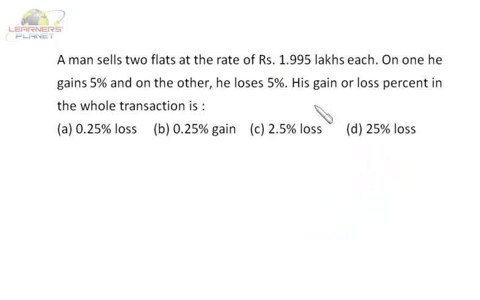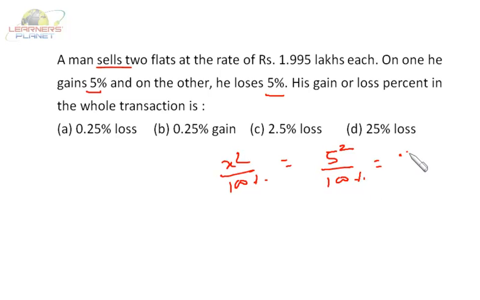Now further in this question, the selling price of the two flats is same, that is 1.995 lakh, and on one he is making 5% profit and on other he is losing 5%. So definitely there will be a loss, which is given by x square by 100%. So in this case it is 5 square by 100%, or we can say 0.25% loss. Okay, provided the selling price is same. So the selling price is same in this case. Okay. So you should not go for any sort of paperwork to solve this sort of problems.